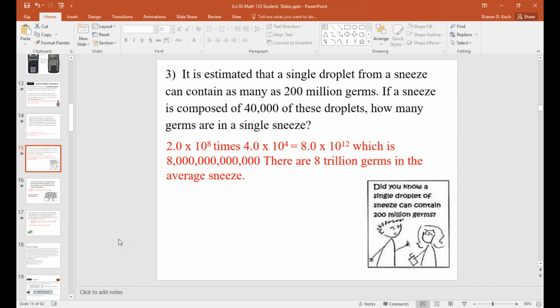So in this case, I need to multiply. Once I do that, I actually get 8 trillion germs. So that's kind of gross.